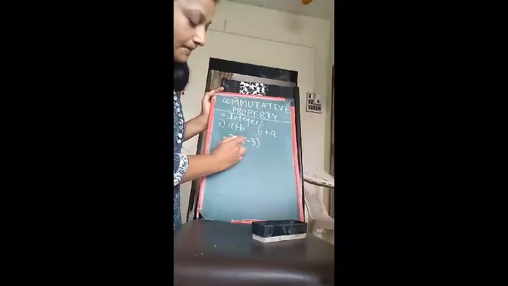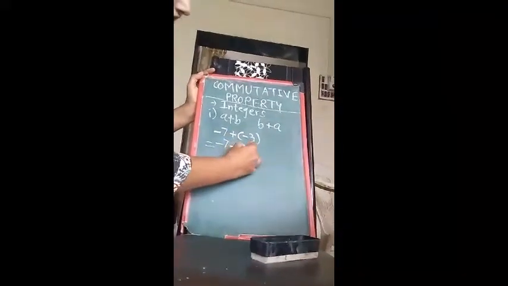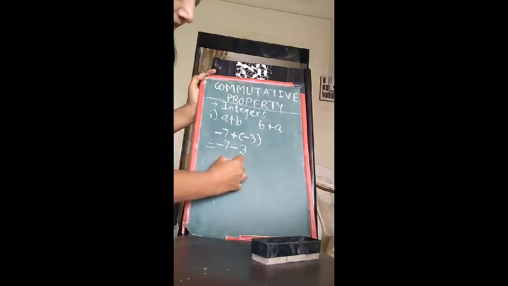Minus 7 plus, and plus multiplied by minus, the answer is always minus. So here the sign will come as minus and then the 3. Here, minus 7 minus 3. Here two minus signs have come. So whenever there is an equal sign, we have to add the numbers. So 7 plus 3 is 10. And since both the numbers have a minus sign, the sign will be minus 10.